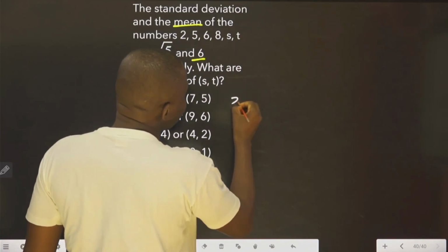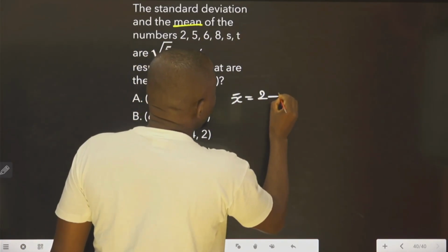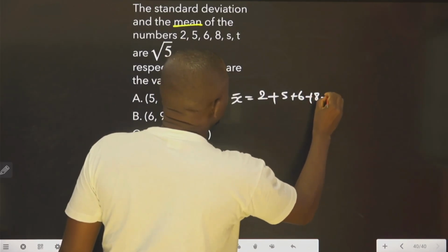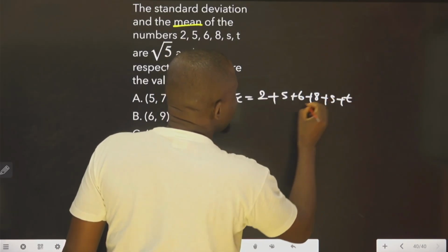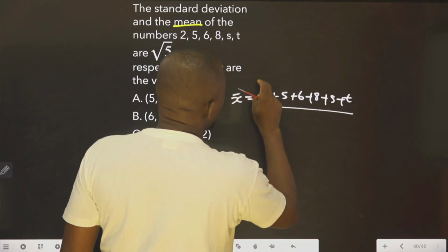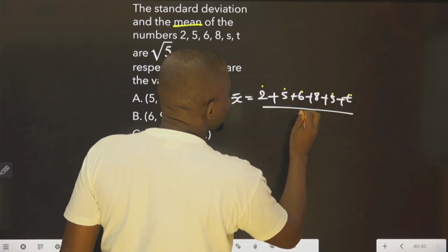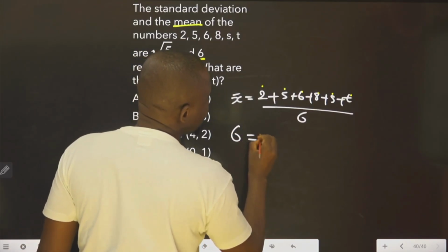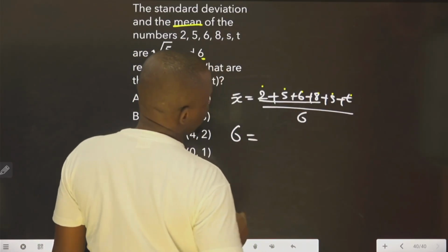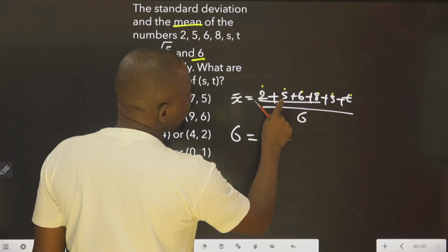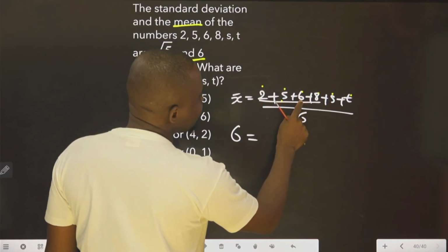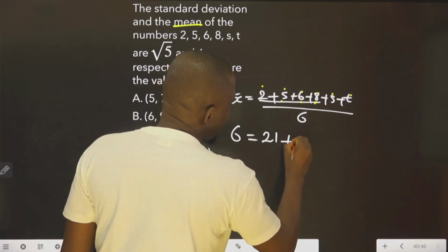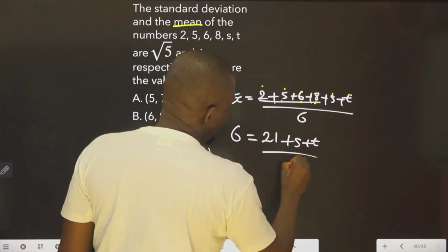Addition of everything: 2 plus 5 plus 6 plus 8 plus S plus T, all over how many of them? 1, 2, 3, 4, 5, 6. Okay? What is the mean? Mean is 6. So these guys will give us 7. This is 13. This is 21. That is 21 plus S plus T, all over 6.